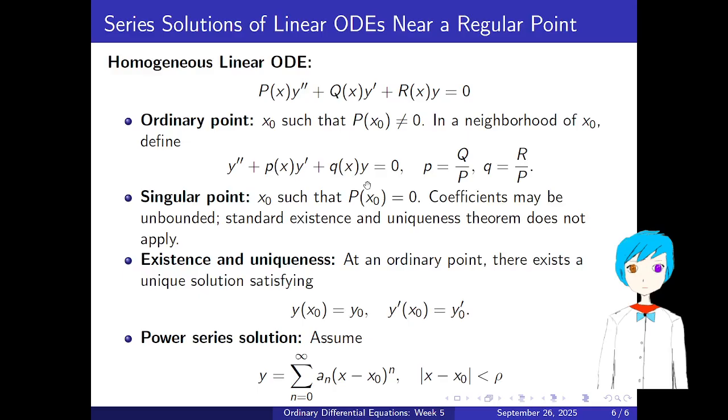In this case, the coefficients P and Q may be unbounded, and we may need some special techniques to solve it. At an ordinary point, the solution to the second order homogeneous linear ODE exists and is unique, and then we can apply the power series method to solve it. Basically, we just plug this power series into the ODE and then find the coefficients term by term.